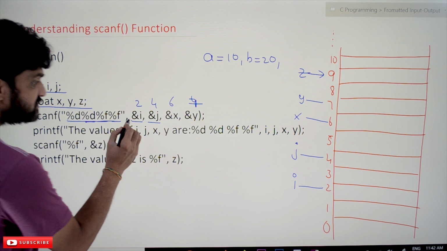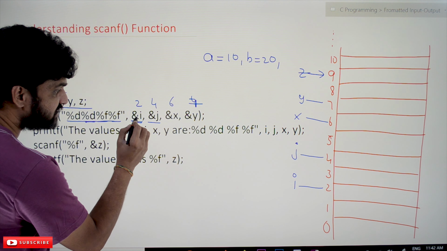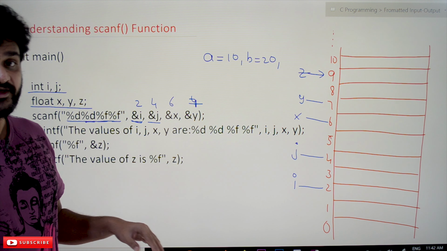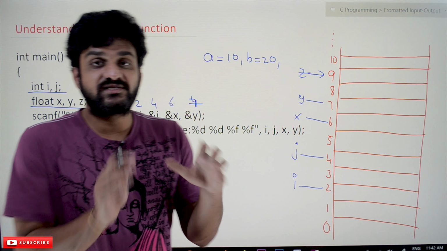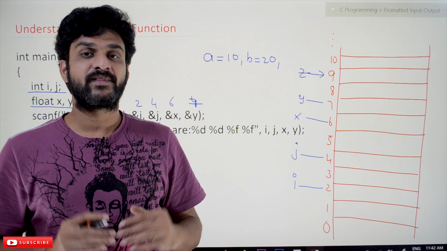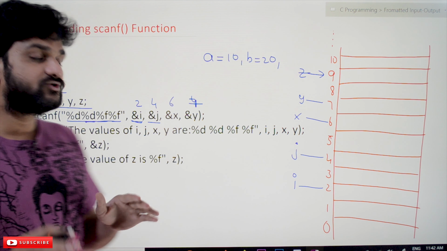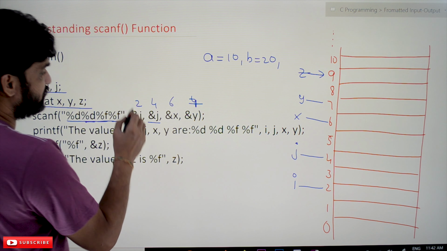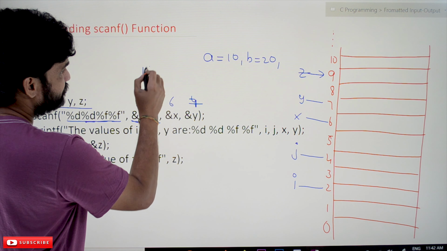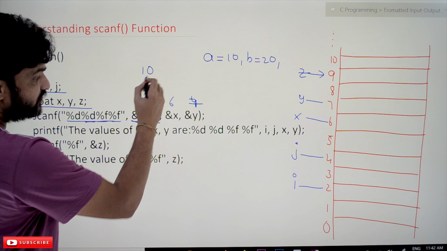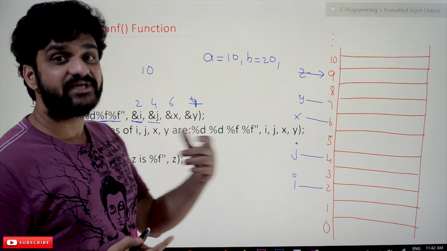So here ampersand i means the address of i, and likewise the addresses of j, x and y. Whenever the compiler sees the scanf function, it is going to wait for the user to give the input. Now I, being the user, will provide the value 10 for ampersand i, and after that, each and every value is delimited by spaces.